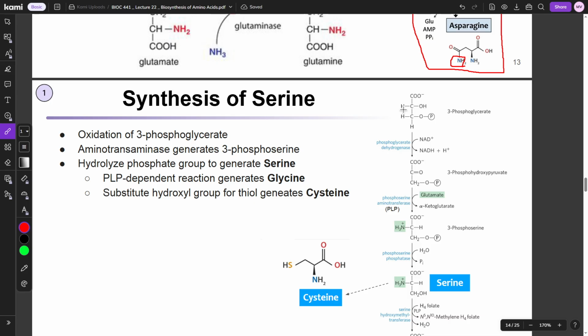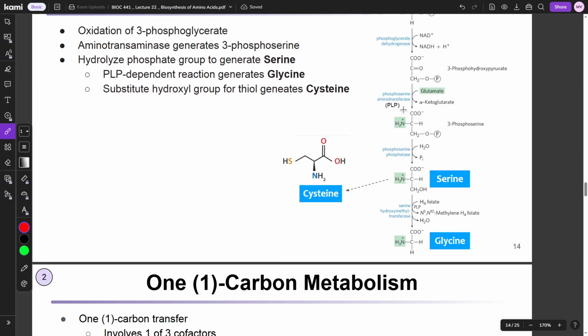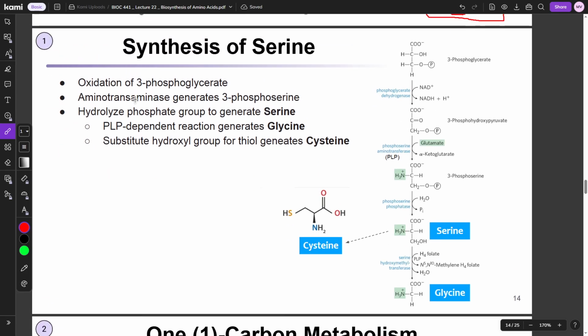Okay, for synthesis of serine, and then cysteine, and eventually glycine, it's basically just a bunch of oxidations of 3-phosphoglycerate from glycolysis. So from glycolysis, remember when we do aldolase, we make G3P and dihydroxyacetone phosphate, and then we do 2,3-bisphosphoglycerate, right? And then we kinase that to make 3-phosphoglycerate, right? And then with 3-phosphoglycerate, we do a couple of things.